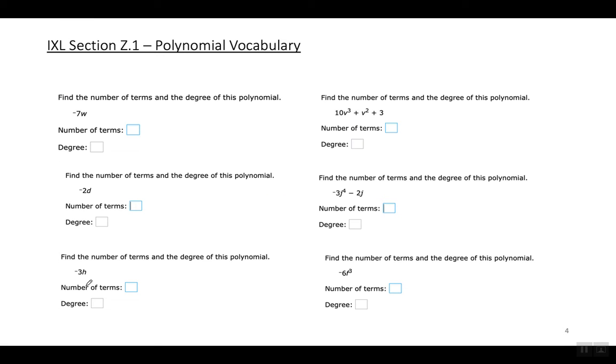Okay, now they're going to combine both of those questions. And here, as you can see, they're asking us both for the number of terms and the degree, okay?